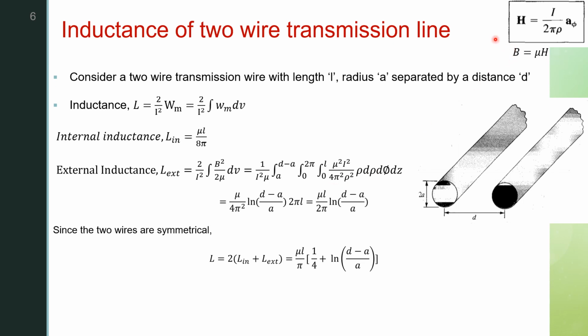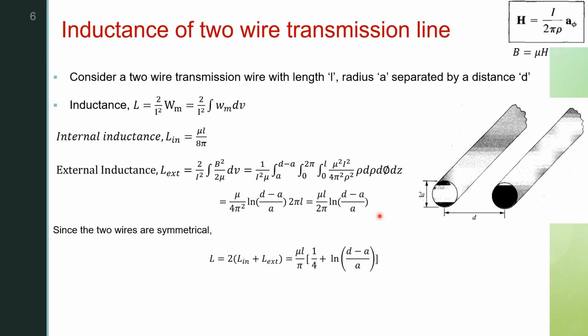This expression we have already learned when you studied Ampere's law, the application of Ampere's law to an infinite line current. So that expression we have substituted here. Here rho varies from A to D minus A, phi varies from 0 to 2 pi, and z varies from 0 to L. So let's evaluate the integral. Evaluating the integral, you will get L external is equal to mu by 4 pi square ln of D minus A by A times 2 pi L. Simplifying it, you will get the answer as mu L by 2 pi ln of D minus A by A.